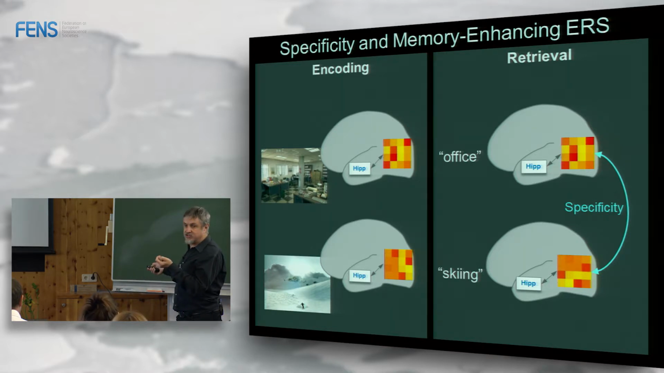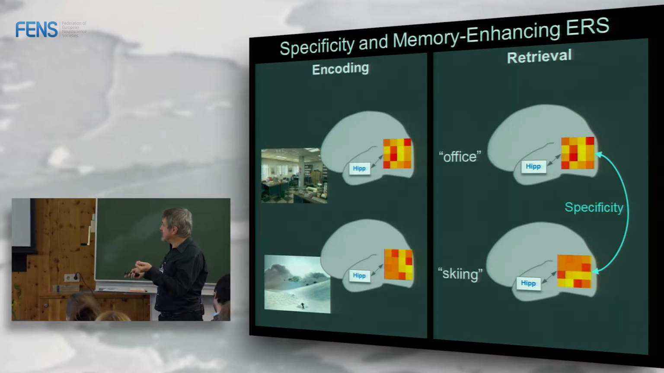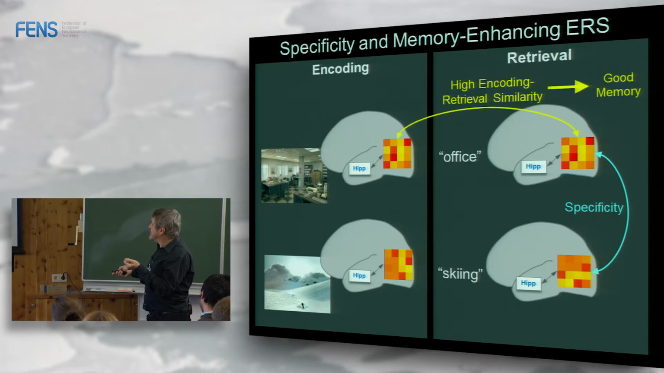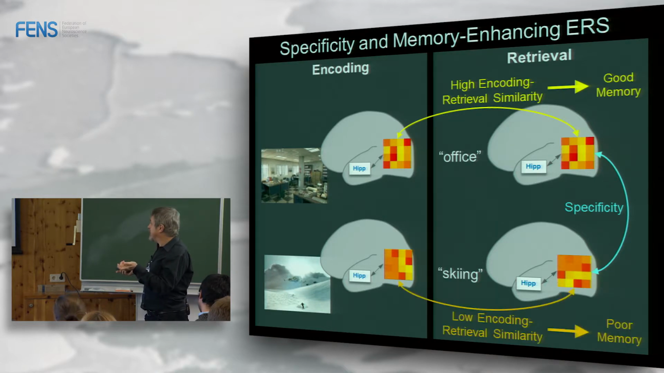Our assumption is that if your memory is better, first, these patterns will be specific to the picture, so they will be different for the office than for, let's say, this skin scene, and that the encoding retrieval similarity will be associated with memory. So high encoding retrieval similarity will be associated with good memory, and low encoding retrieval similarity with poor memory.